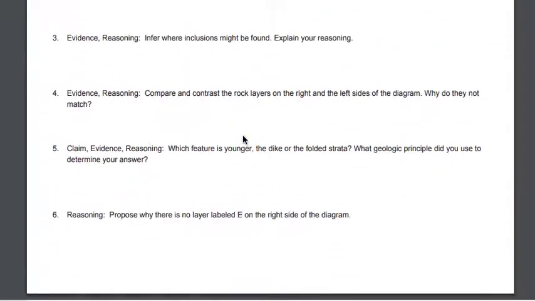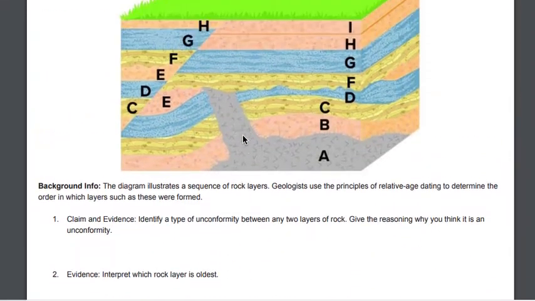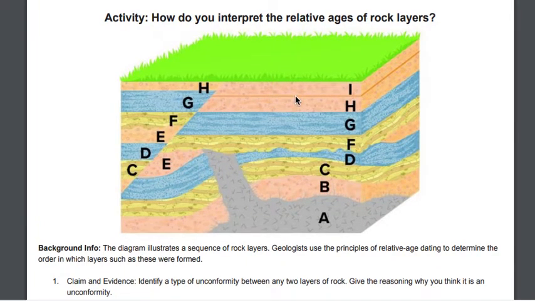So that's how you complete this activity. And please turn it in on Canvas.